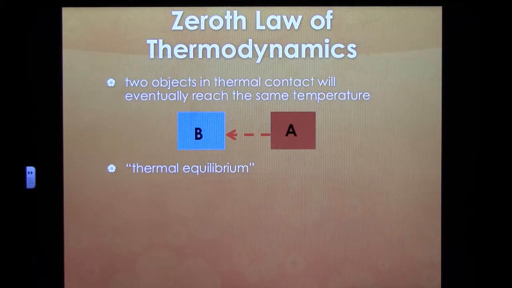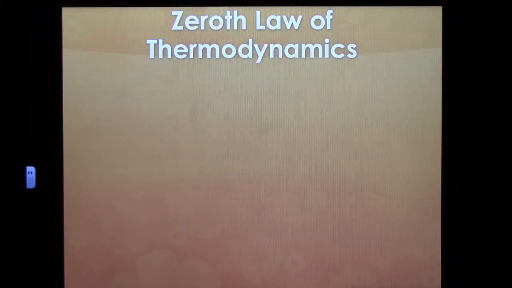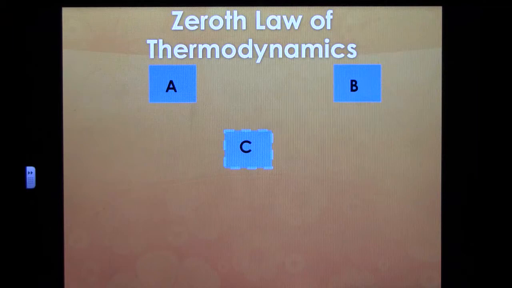A fundamental law of thermodynamics approaches this idea from a slightly different perspective. Consider three objects, A, B, and C. A and C are in thermal contact, and B and C are in thermal contact, meaning that heat can flow from one object to another. However, A and B are not in thermal contact with each other, meaning that no heat can flow directly between the two of them, A and B.